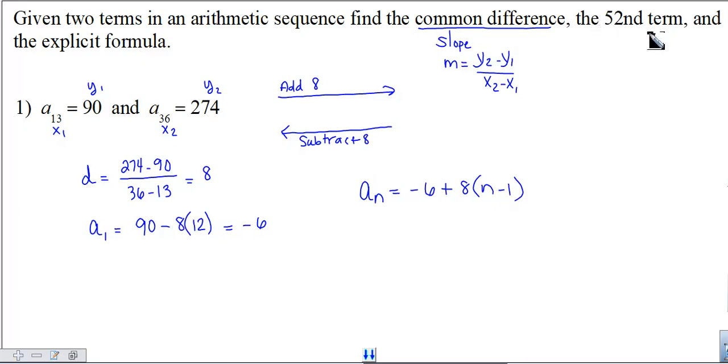They've asked me to find the 52nd term. So everywhere that I see an n, I'm going to put a 52. Once you simplify this problem, you're going to find out that the 52nd term is 402.